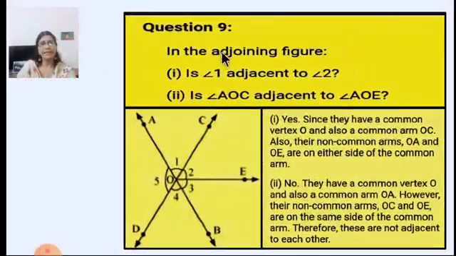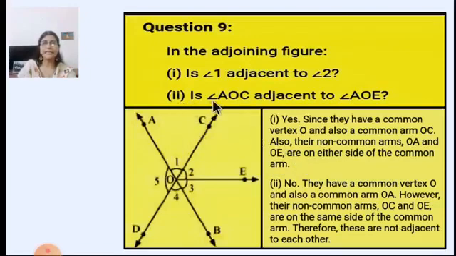Question number 9. In the adjoining figure, you can see this figure is there in your textbook also. When I am solving this all, when I am explaining you, please keep your textbook open and try to understand. In the adjoining figure, is angle 1 adjacent to angle 2? We have to see these two are adjacent or not. Yes, since they have a common vertex O and also a common arm, you can see here OC, and non-common arms OA and OE, they are on the other side of the common arm. So that's why they are adjacent to each other.